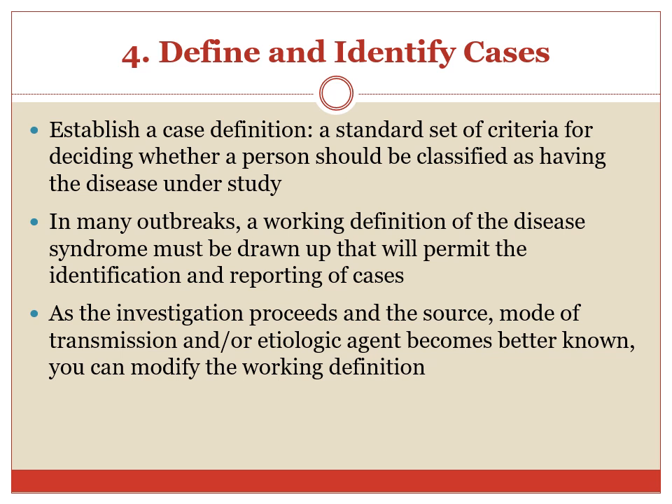So then the fourth step would be to define and identify the cases. And this is what we call a case definition. A case definition is very important in outbreak investigation. It is a standard set of criteria for deciding whether a person should be classified as having the disease under study. In many outbreaks, we work out a case definition in order to permit the identification and the reporting of cases. The case definition will evolve as we know more about the disease and about the mode of transmission.